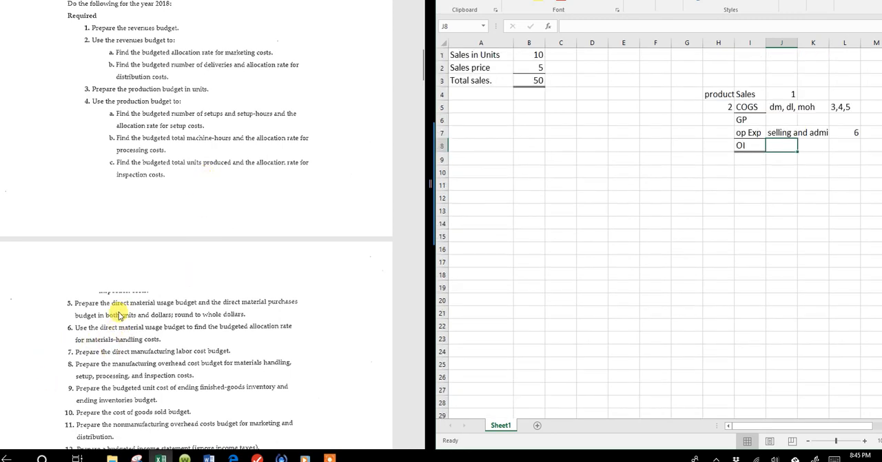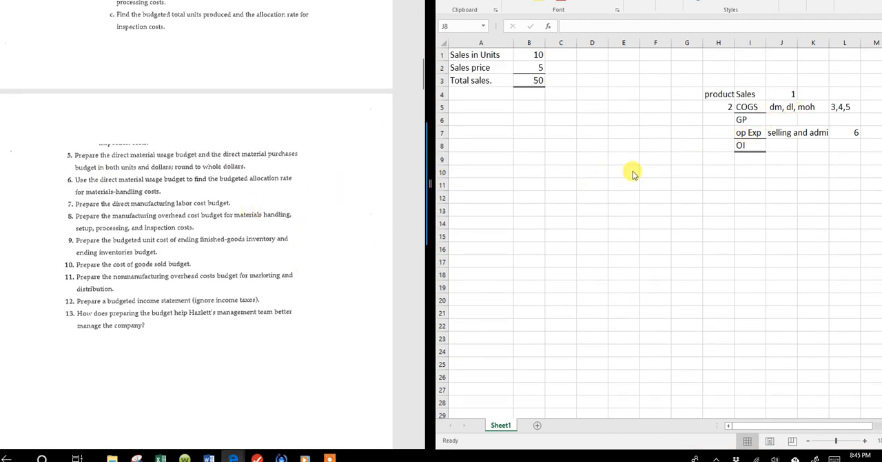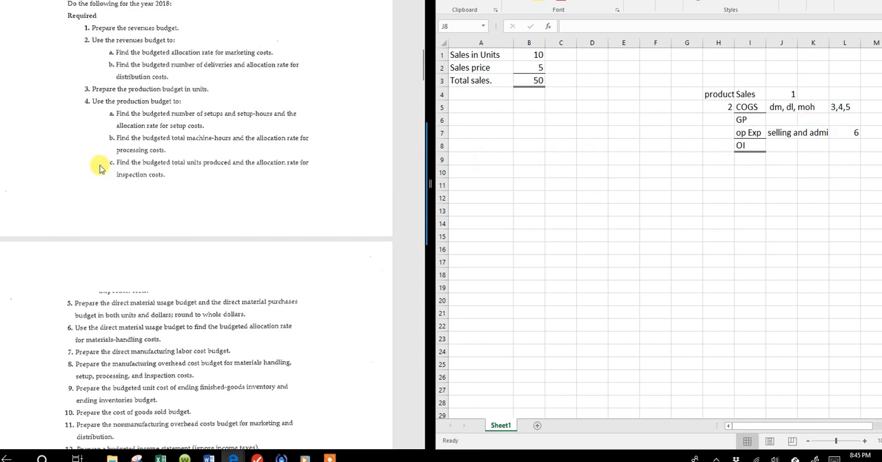Then we're going to do our direct materials usage budget and the direct materials purchases budget. We tend to not have inventories of overhead and direct labor, but there's two of these, usage and purchases. Again, I'm going to use that one to do overhead. So we've got lots of overhead here. We have setups as overhead, processing costs are overhead, and inspection costs. It might do a good job if I just kept track of my overhead items, and I've got my selling and administrative items also.